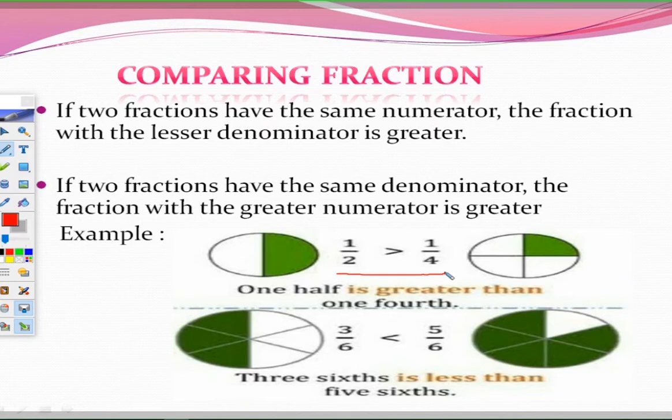If two fractions have the same denominator, the fraction with the greater numerator is greater. Here you can see an example, 3 by 6, 5 by 6. Here they are having the same denominator, that is 6. So the fraction which is having the greater numerator is greater.